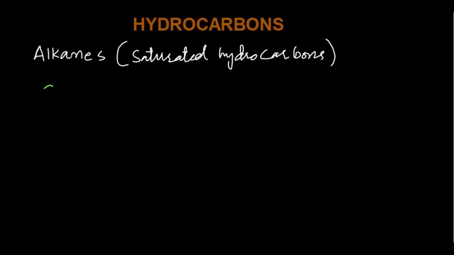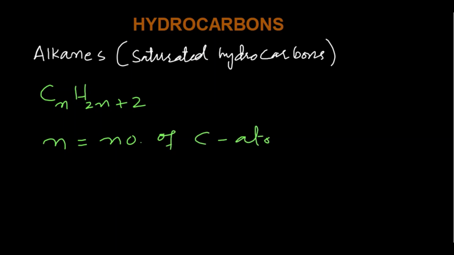Alkanes are also known as saturated hydrocarbons. The general formula for alkane is CnH2n+2, where n is the number of carbon atoms. Each carbon atom in alkanes forms 4 covalent bonds, and each hydrogen atom forms only one covalent bond.